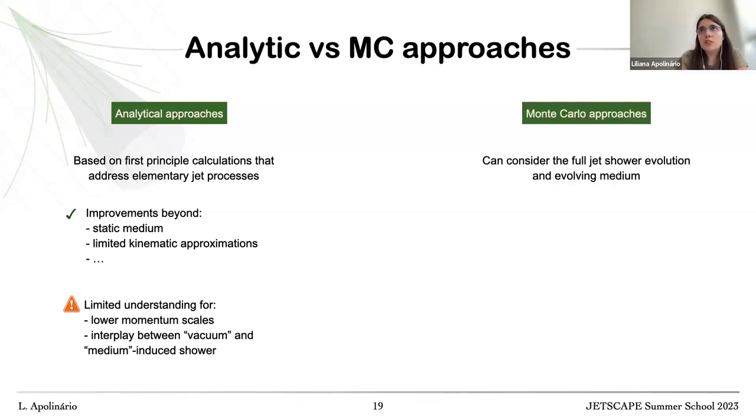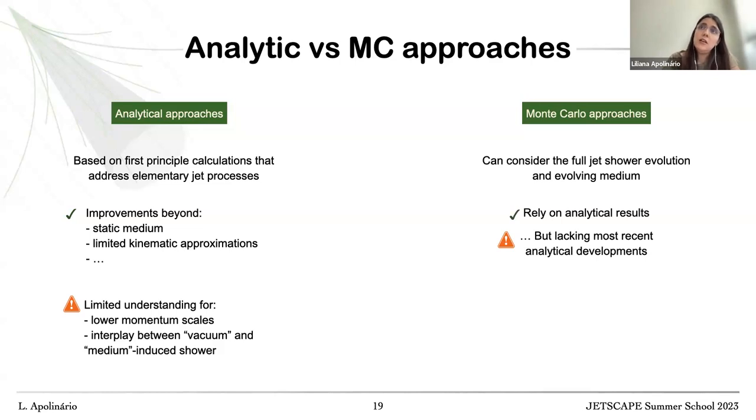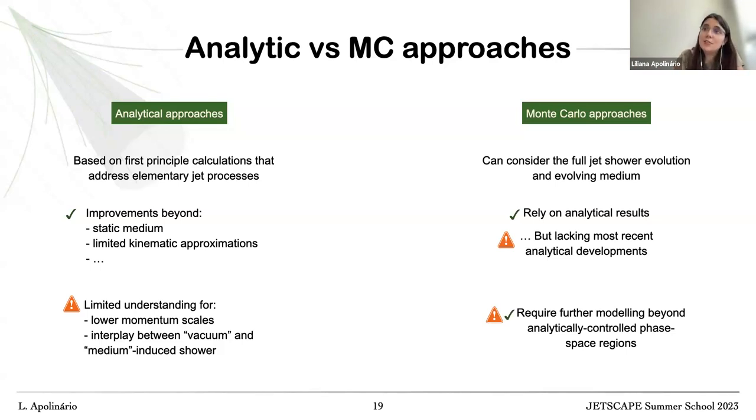On the other hand, we have the Monte Carlo approaches that try to consider the full jet shower evolution and evolving medium. Of course, they need to rely on the analytical results, because this goes hand in hand, but sometimes they lack the most recent analytical developments, and the results are not as accurate as the analytical results themselves. And because the analytical results were derived in some kinematical regions of the phase space, Monte Carlos need to obey energy momentum conservation. At the end of the day, you need to have some phenomenological extensions on top of your analytical results, and this requires further modeling. This is not exactly a disadvantage or an advantage, it's just something we can explore to push our knowledge forward on how to deal with these parton showers in the medium.